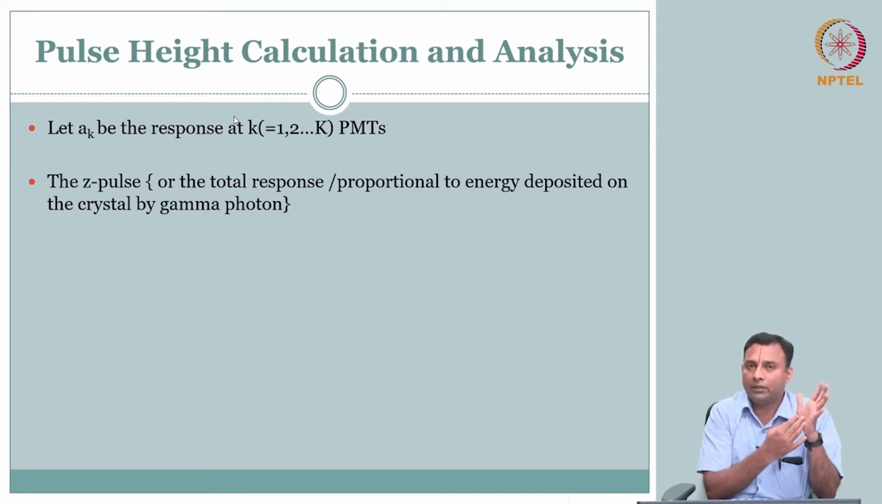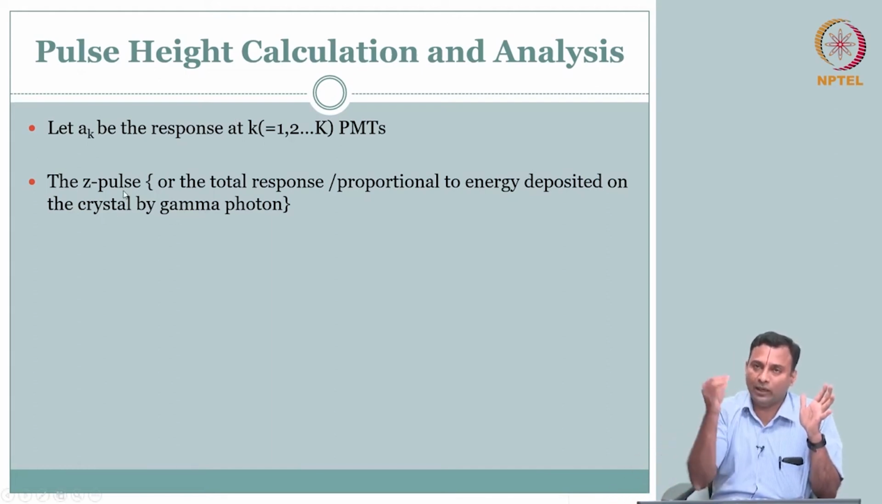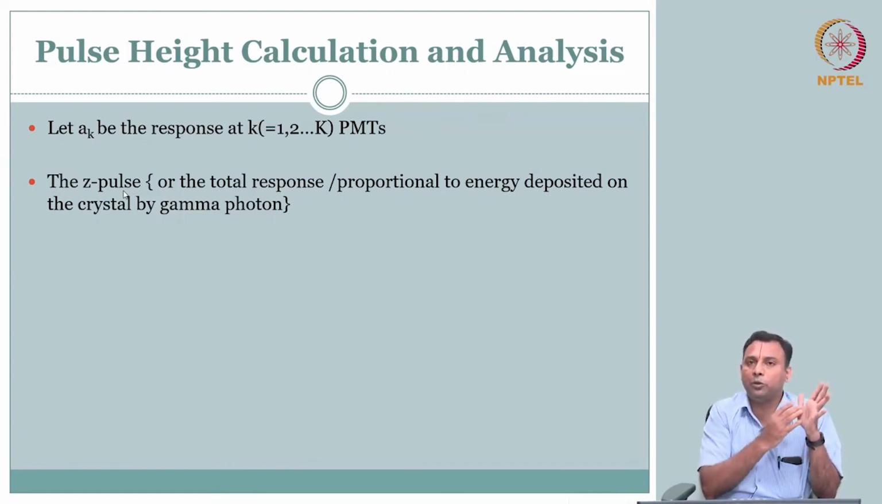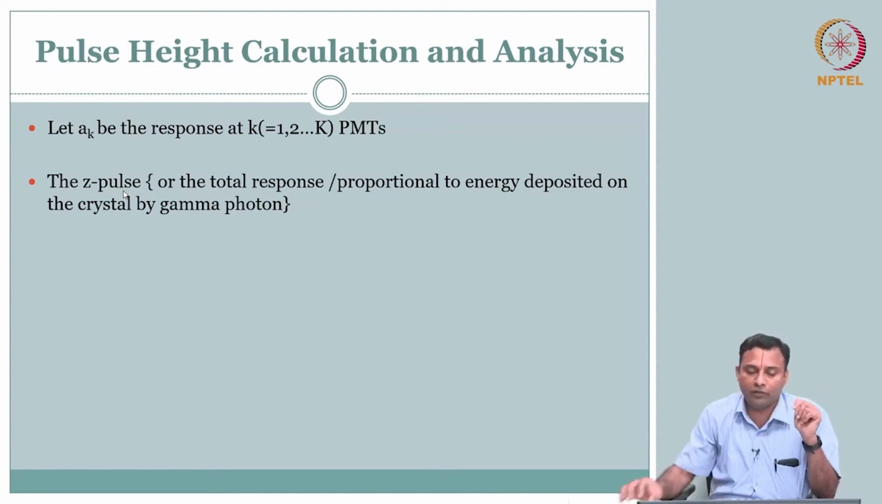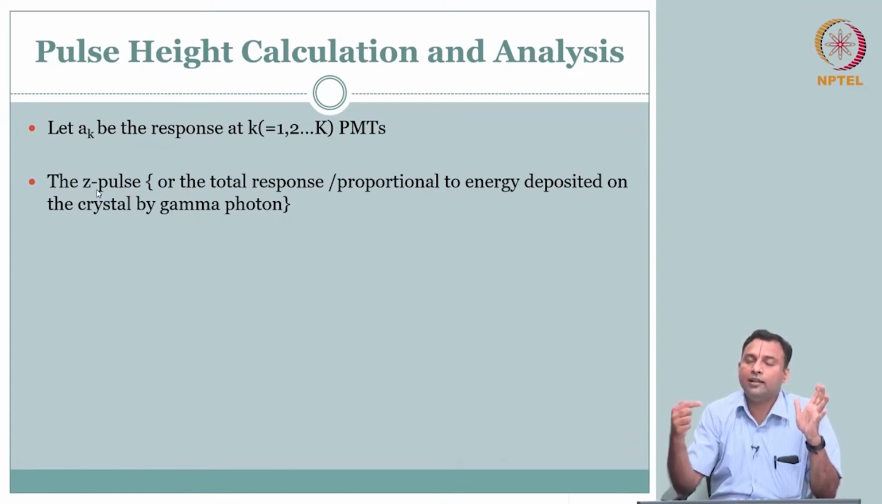What is this Z pulse? For each scintillation, one gamma converted, it scintillates. For each scintillation, several of the photomultiplier tubes can give output. The maximum output will be the one that is the closest, but several of them will give outputs. So you sum all of the outputs. Your Z pulse, if you sum it, is in some sense the total response, the energy that is going to be proportional to the gamma that was deposited in the crystal, right.